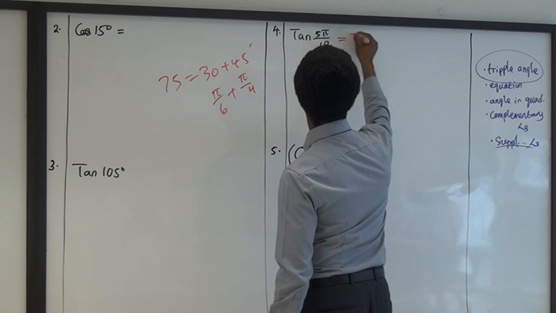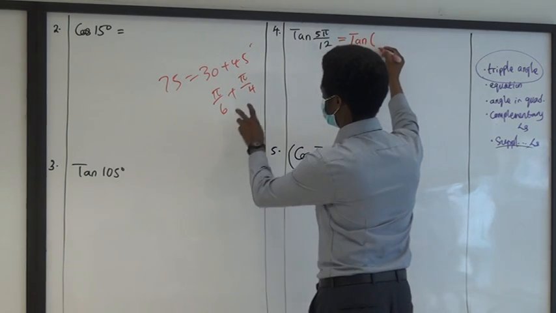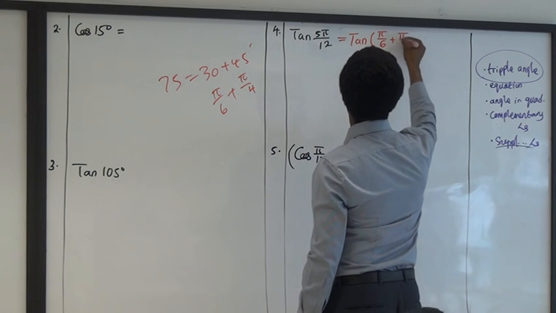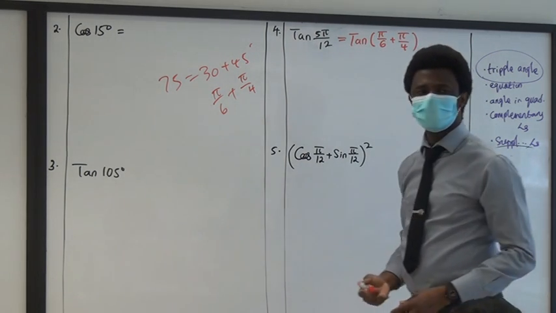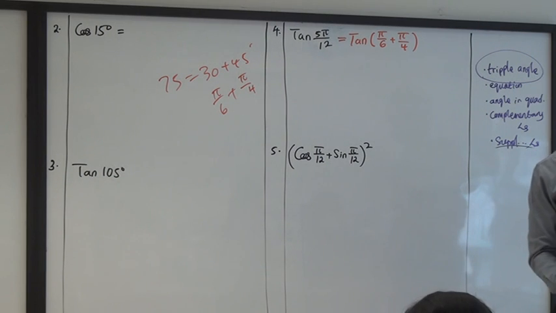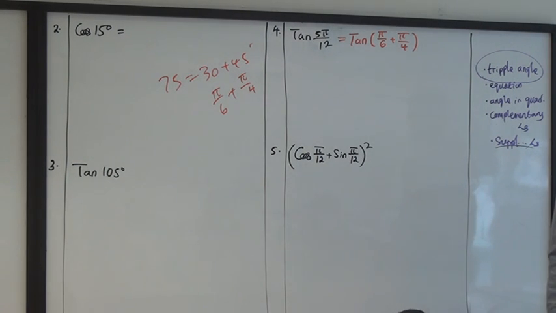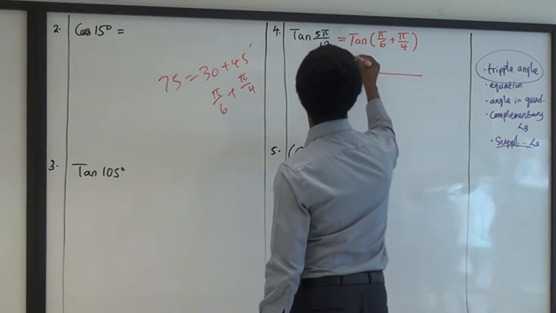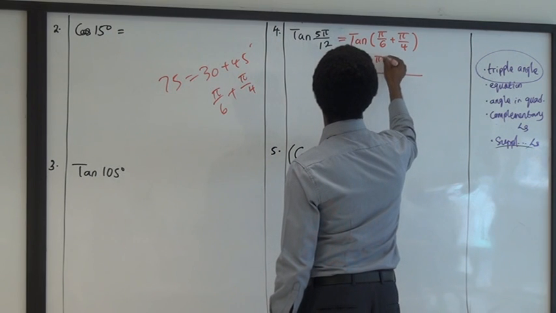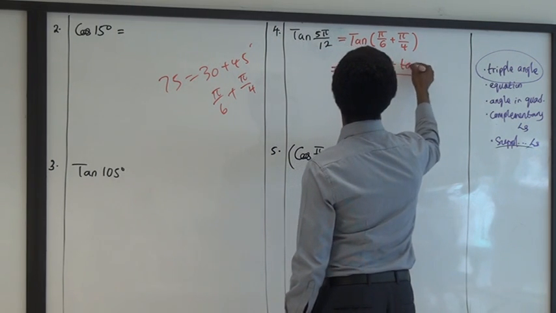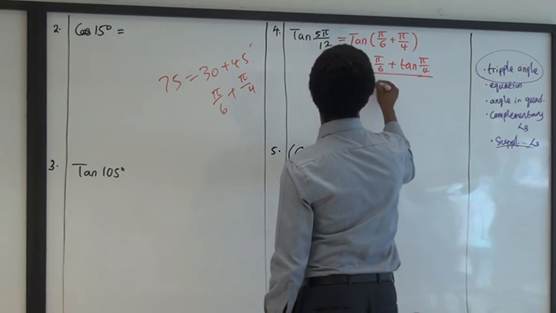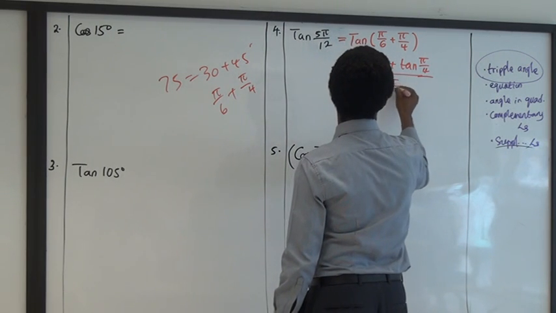So what you should do is to say, this is tan of pi over 6 plus pi over 4. Then you use the addition compound angle, the addition one. Is that understood? So what is tan A plus tan B? Yes, that's a fraction. Tan A plus tan B over 1 minus tan A tan B. That's it.